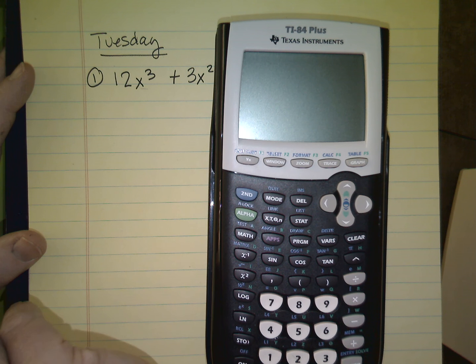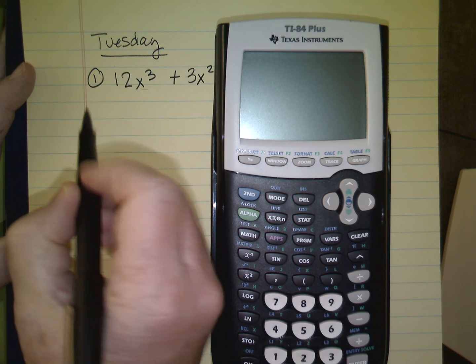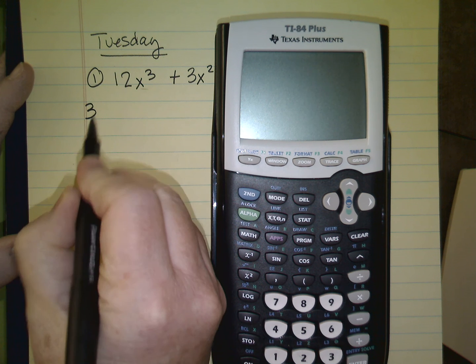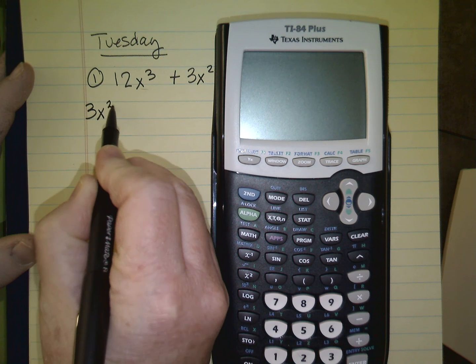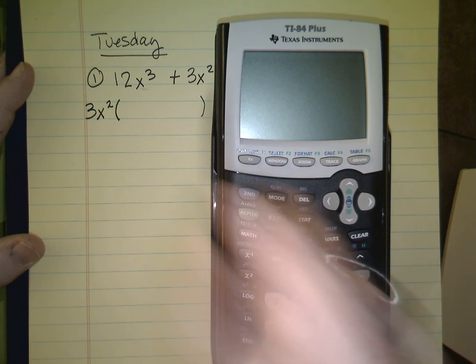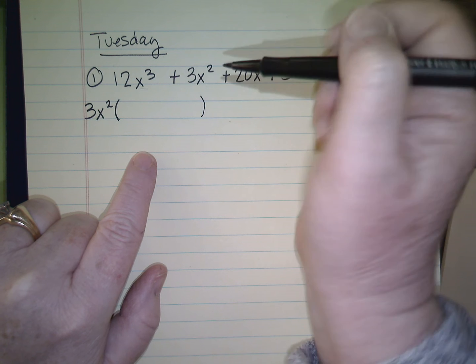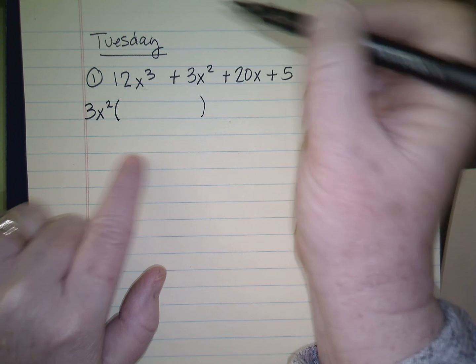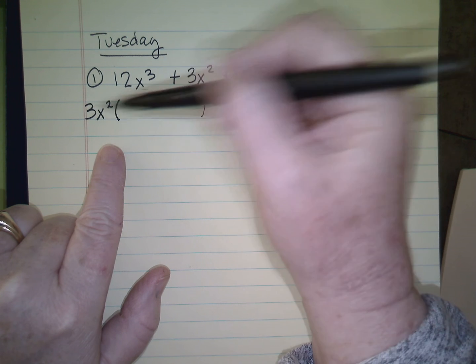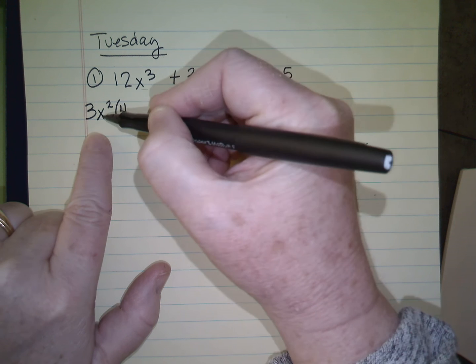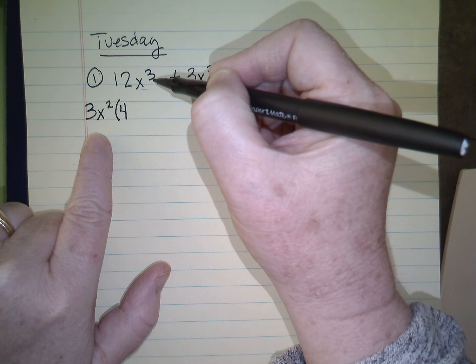Do 12 and 3 have a common factor? Three is a common factor. They both have a 3, and they both have at least 2 x's in them. So I'm going to factor that out of the first 2. So this is like the backwards distributive property. What would you multiply 3 by to get 12? 4. What would you multiply x squared by to get x cubed?